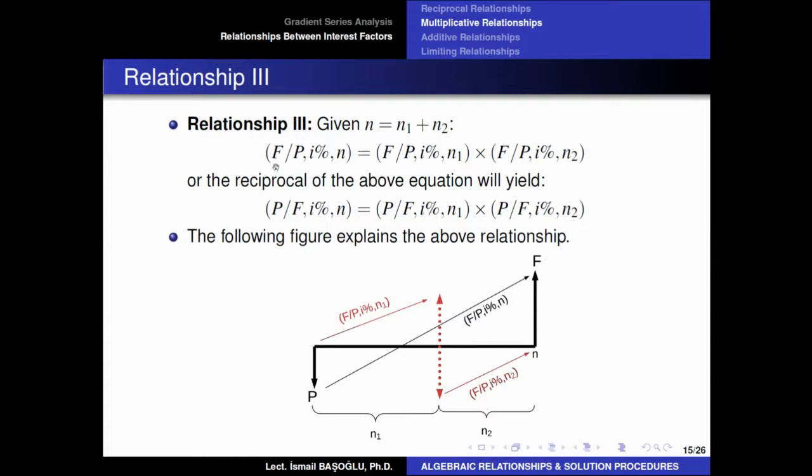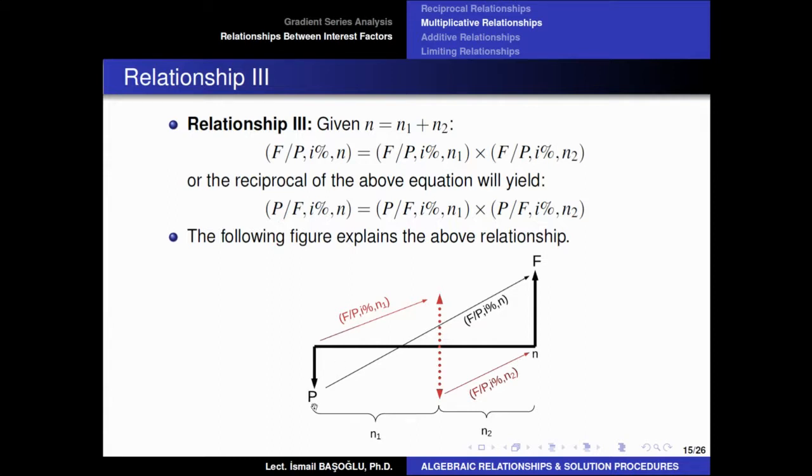Now, it says the single payment compound amount factor for N years can be computed by the single payment compound amount factor for the first N1 years, and then multiplying it with the single payment compound amount factor for the next N2 years. Basically, this figure explains the formulation there.